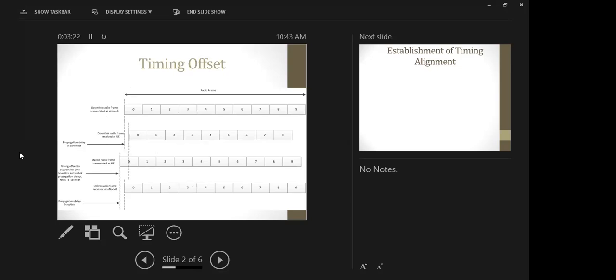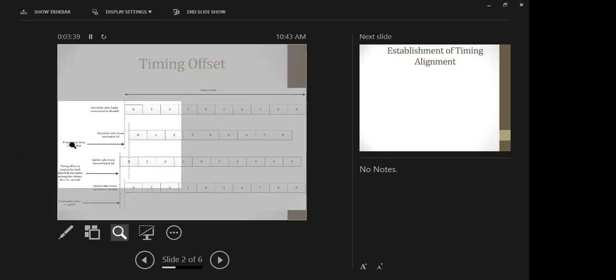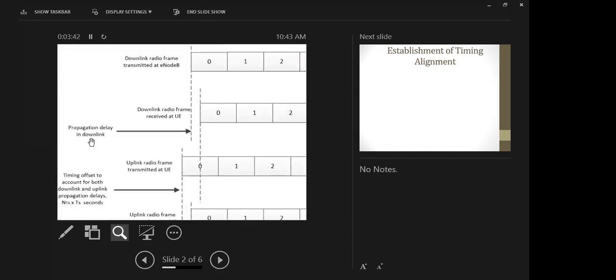So I have time on the horizontal axis. So at the EV end, this radio frame reaches at this instant, which is a little bit later, and the difference between them is the propagation delay. Okay, so the downlink radio frame is transmitted at the eNode B, and the downlink radio frame is received at the EV, but you have a propagation delay here.